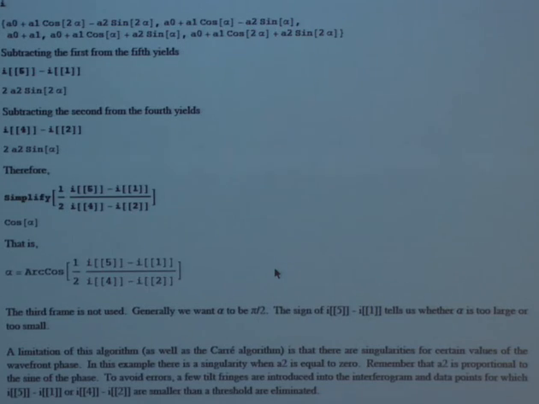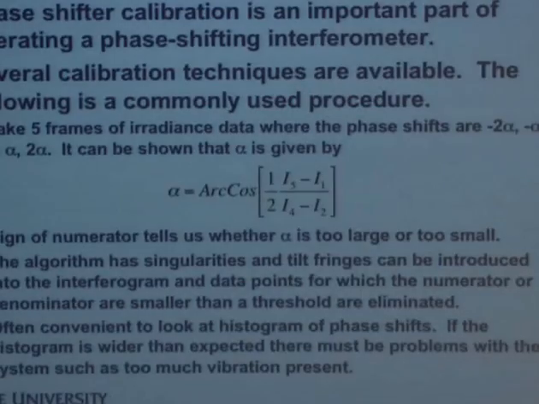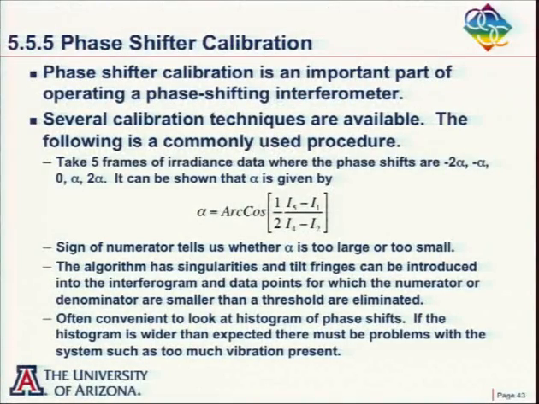Now, that's all I wanted to show you here. The main reason I wanted to show you is to point out this other set of notes that has a lot of additional backup material on phase shifting. So now I'll go back. I have more words here, but I think I have the same words on the PowerPoint. So we say that this is our calculation of alpha. And if we look at the sign of I5 minus I1, that will tell us if alpha is too large or too small.